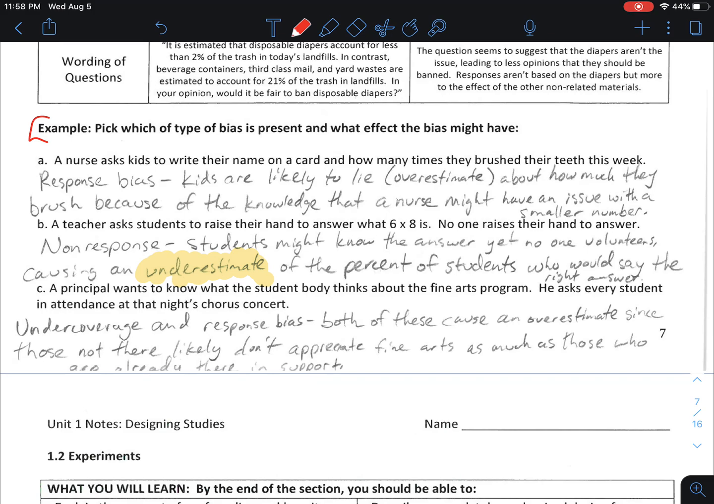And I know some of you probably would be in a chorus or a band or orchestra, and you know that, okay? So you're not getting the full breadth of thoughts on that. So likely you're going to overestimate people thinking about the fine arts program, because people that think less of the fine arts program or don't really care about it aren't there. Okay, and then the response bias is that people who are there are likely to say highly good things about the fine arts program more often than not. Okay, it's a lot. That's 1.1.